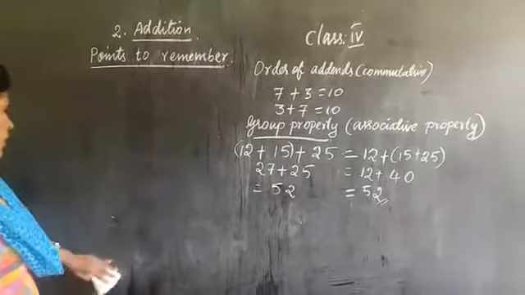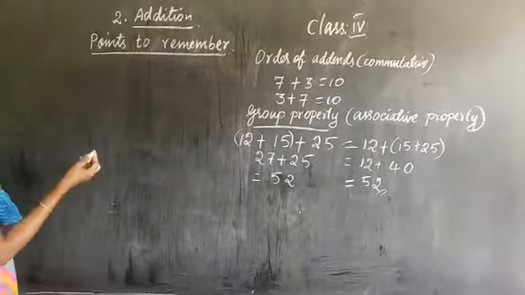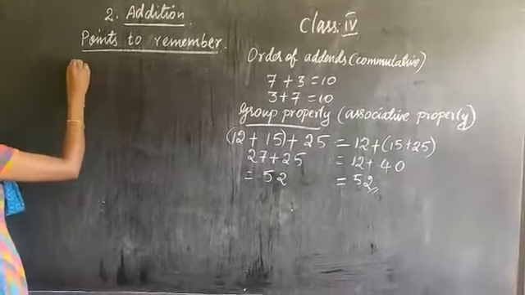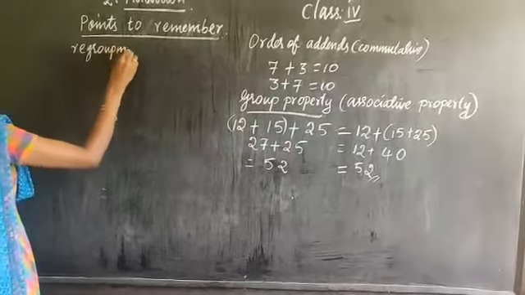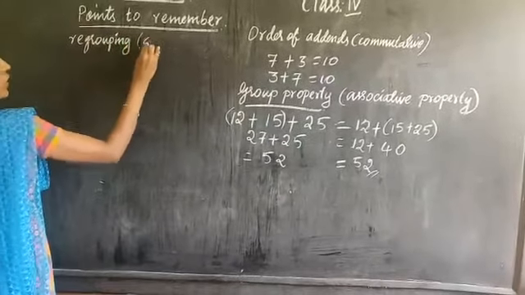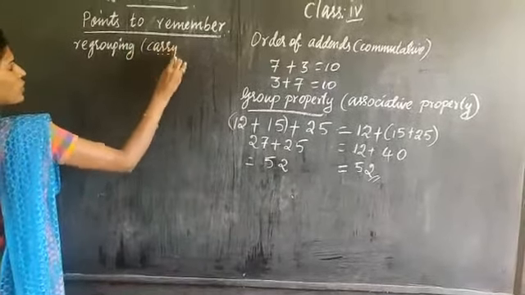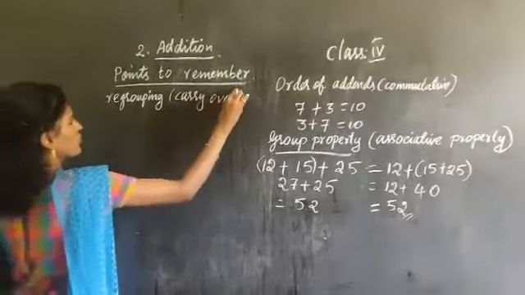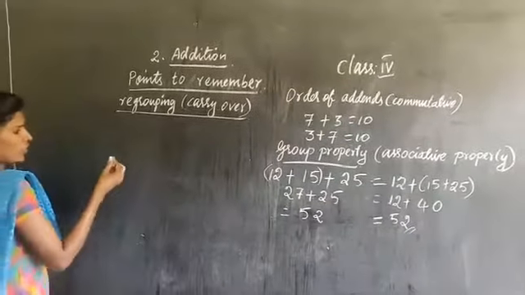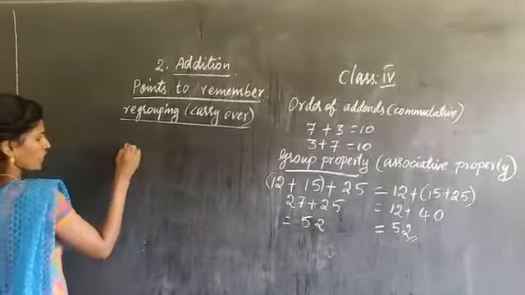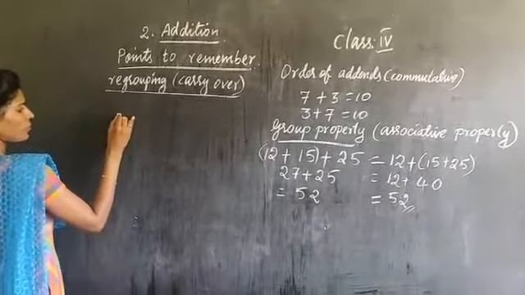Adding the numbers. Simple adding without carrying is easy for you. Again, regrouping, or it is called carry over. This you should not forget. When you carry over, let me give an example.